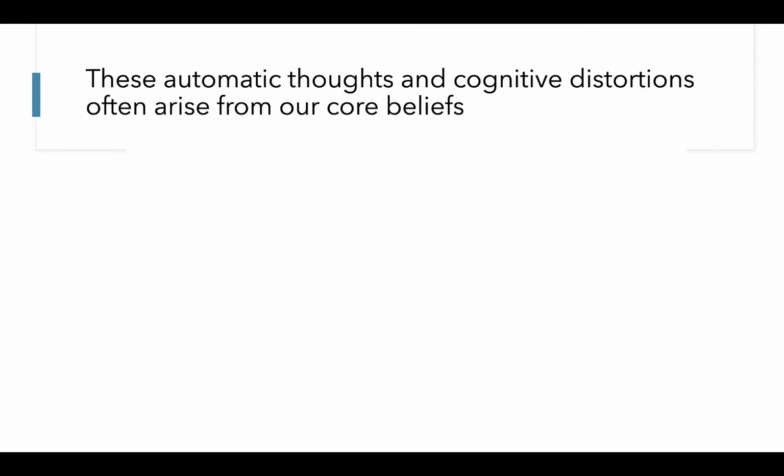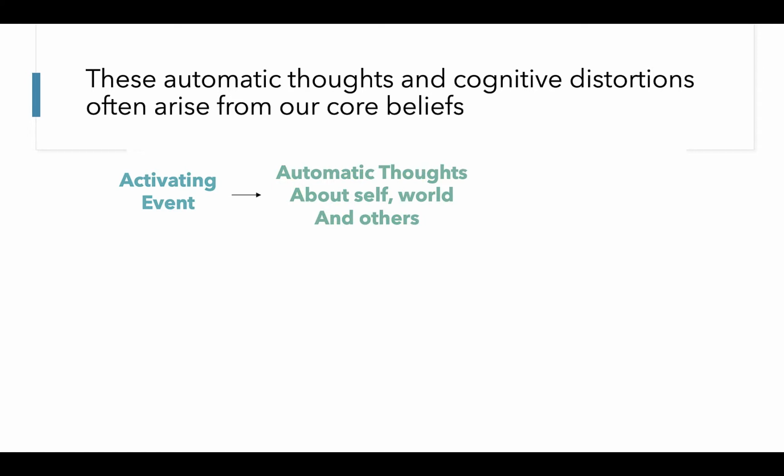These automatic thoughts and cognitive distortions often arise from our core beliefs. So as we've discussed, we constantly have activating events in our lives. We're constantly experiencing different things, and we have different automatic thoughts that arise in response to these activating events. Sometimes these are automatic thoughts that help us, make us feel good about ourselves and the world around us and the people we're interacting with.